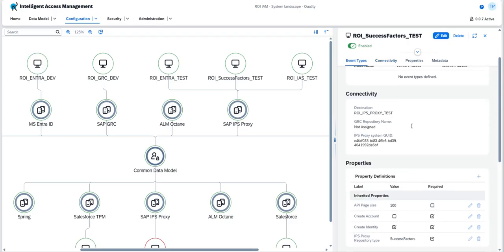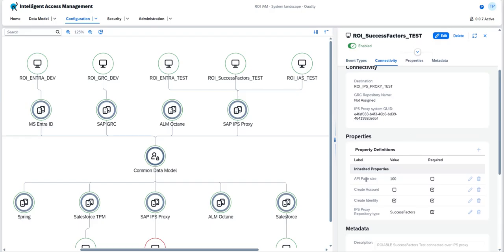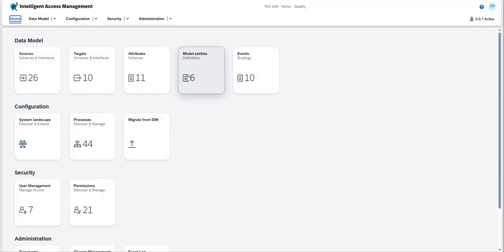What we can see also is that we have an API paging, and also the definition of if we should create accounts and identities from this system, which would mean actually that this system is serving as a master data for our product. Now let's look at something else.